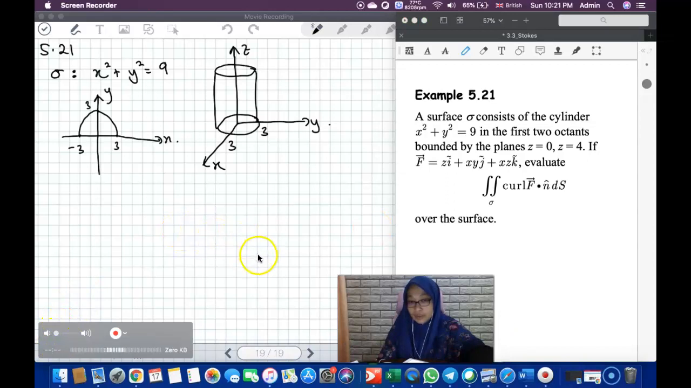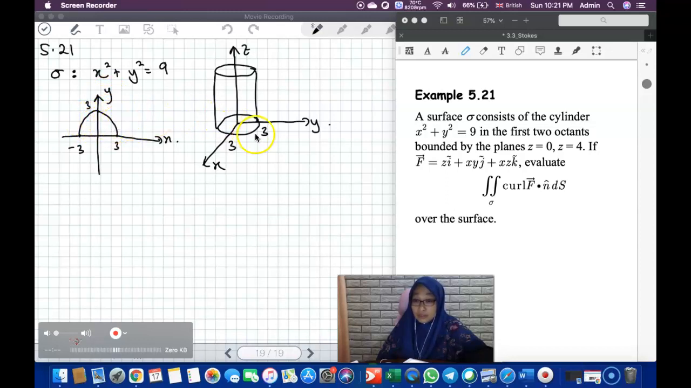Okay, so the first two octants means, what do we understand with the first octant? First octant means X, Y, Z positive. Okay, that is the first octant. So the first two octants means X can be positive and X can be negative, like this. It comes from the first two quadrants. So on the XY plane, we have the first quadrant and second quadrant.